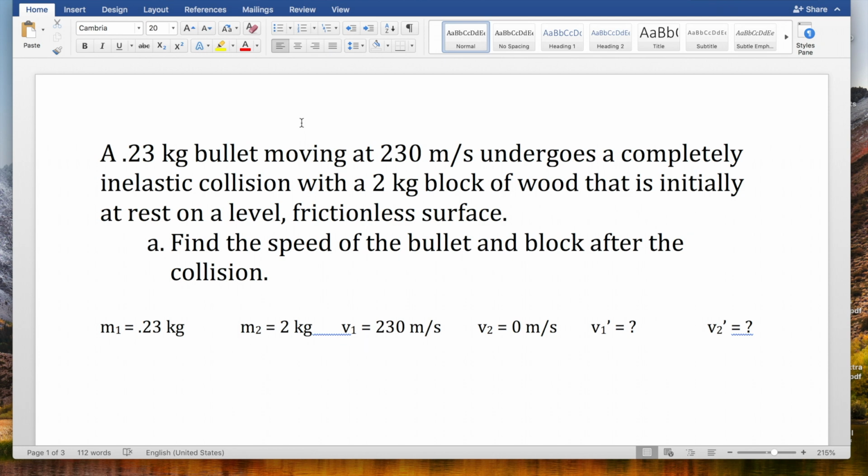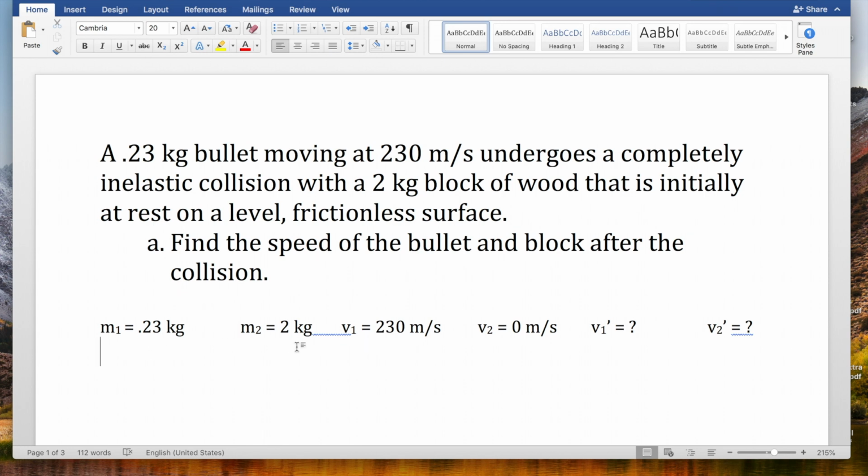Realistically, what this means is the bullet probably lodged itself in the block of wood and did not go cleanly through it. So the block of wood was just chilling, the bullet came flying into it, lodged itself into the block of wood, and afterwards the block of wood with the bullet inside of it are probably moving across this frictionless surface. Let's do some math and figure it out.